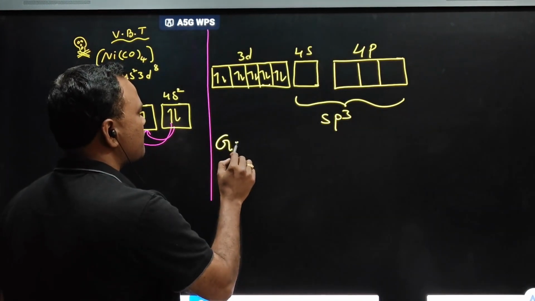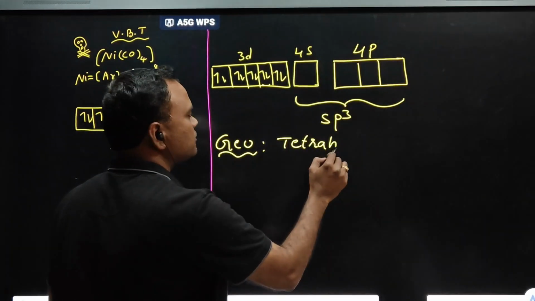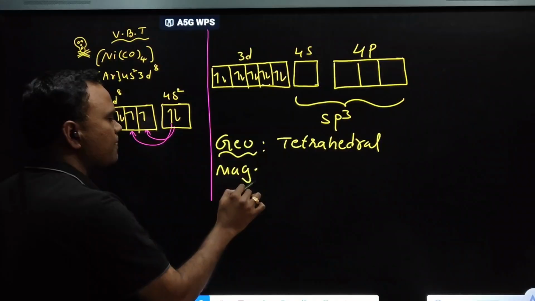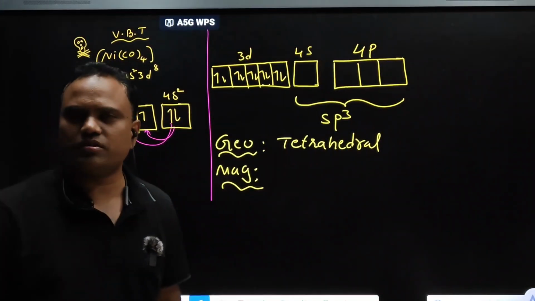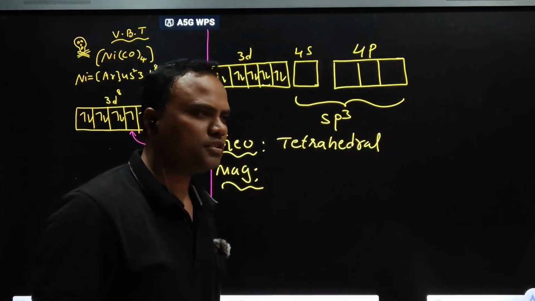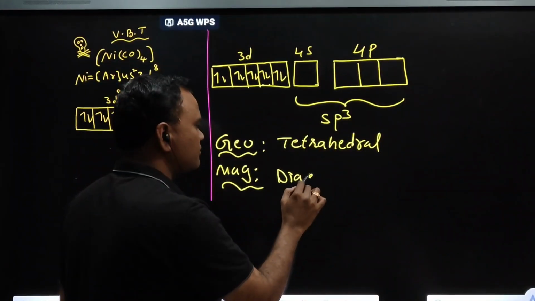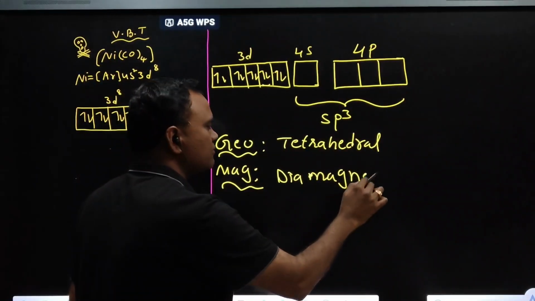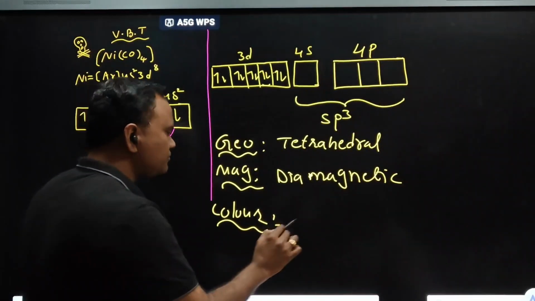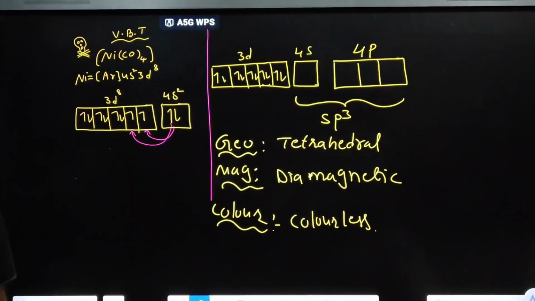First write geometry. Geometry, tetrahedral geometry. Tetrahedral. Magnetic property. Online students, did you answer? Is there any single electron here? Diamagnetic. Diamagnetic. Color, colorless. Colorless.